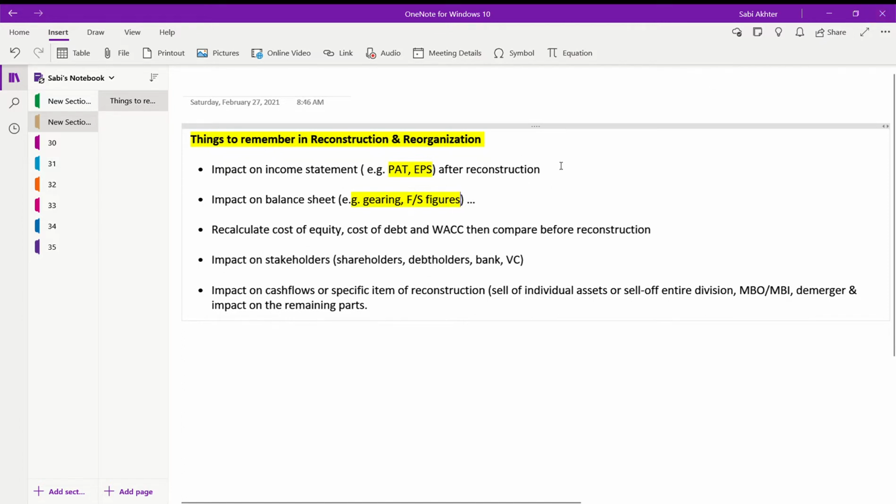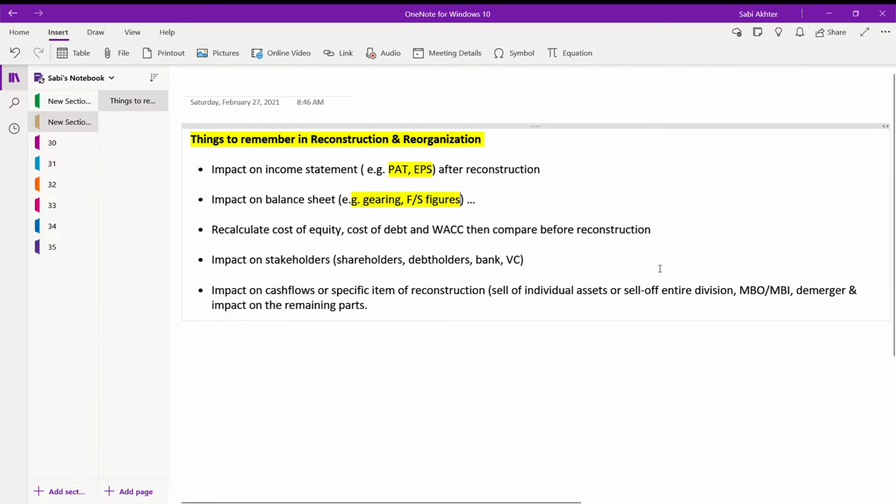Commonly they ask you impact on income statement and balance sheet. Most of the time, they will give both the income statement and balance sheet, and you have to show the impact on both. But sometimes you must have seen only the income statement you have to show the impact on, or sometimes it is just the balance sheet.